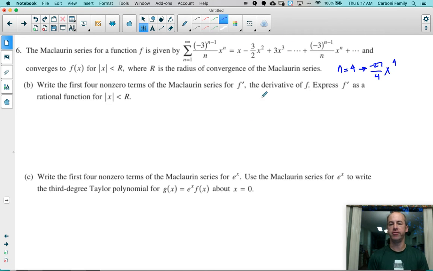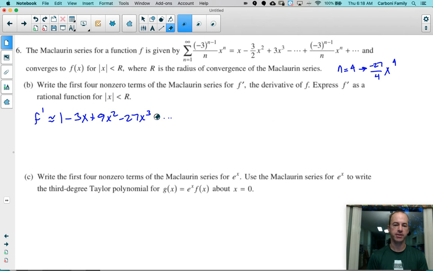The reason I want to see the fourth term, I'm just going to do the derivatives of those first four terms. It does not ask for the general term. So f prime is going to be approximately, the derivative of x is 1 minus the derivative of 3 halves x squared would be 3x plus 9x squared. And then the derivative of my fourth term over here would be negative 27x cubed. Do not write plus ... because it asks for the first four non-zero terms, not the first four, and then insinuate that there are more after that. So I'm just going to stop there.